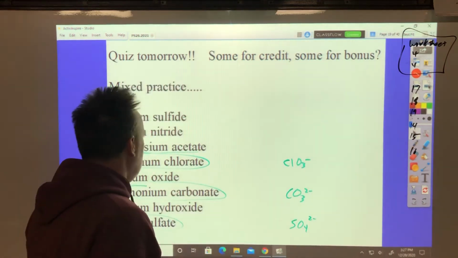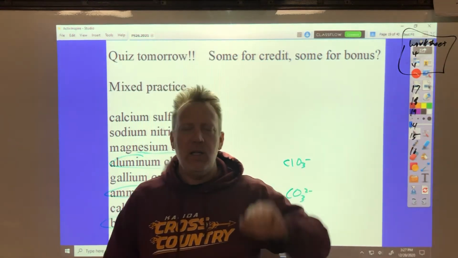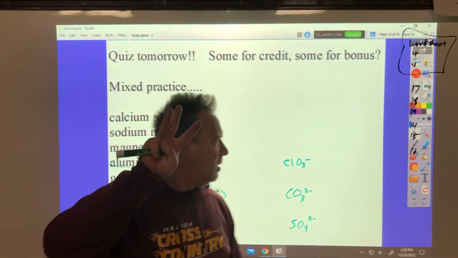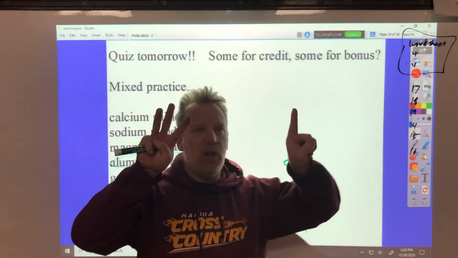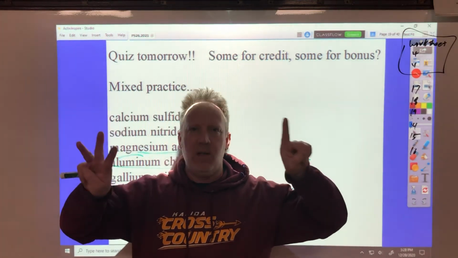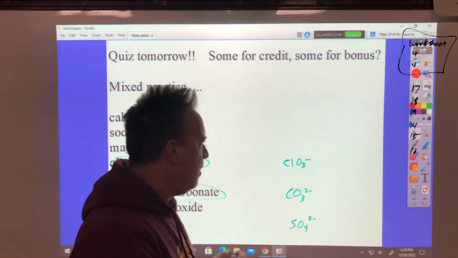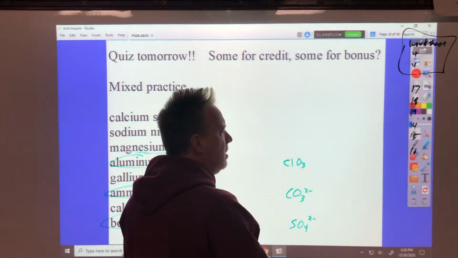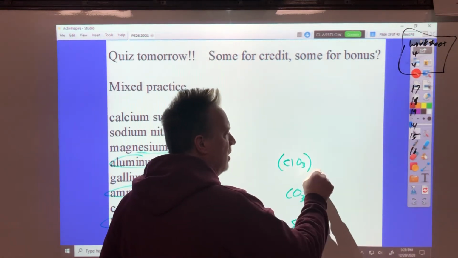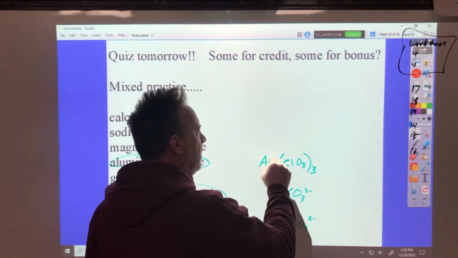Next one. Aluminum chlorate. Aluminum is over under boron. It gives 3. Chlorate took 1 valence electron. This is not a match. How do you make these match? Well, you have to have 3 chlorates. I already got 3. No, you have 3 oxygen. You have to have 3 chlorates, the whole thing, with an aluminum on the front.